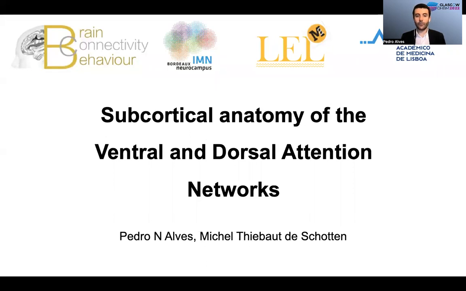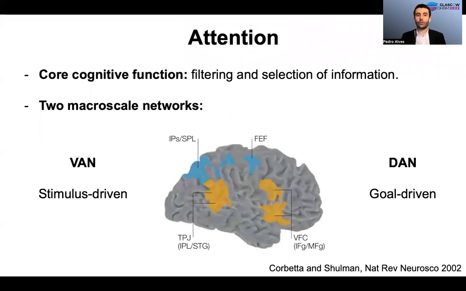Hello, the title of the work that I'm going to present is Subcortical Anatomy of the Ventral and Dorsal Attention Networks. Attention is a core cognitive function that undertakes the filtering and selection of relevant information by the brain. Two macroscale networks regulate attentional mechanisms. The ventral attention network, in orange, is a stimulus-driven system, while the dorsal attention network, in blue, mediates goal-driven processes.